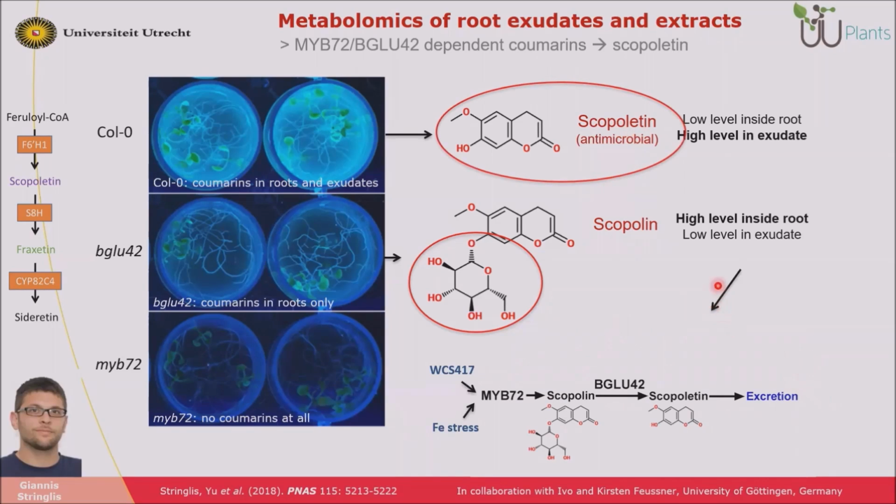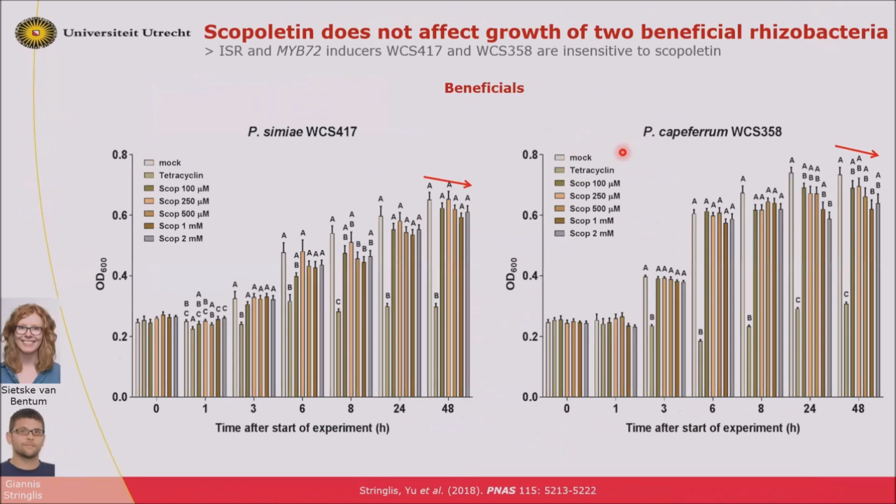Another thing that is known about coumarins is that they can have an antimicrobial activity. So then we thought, well, maybe this coumarin is very important for shaping the microbial community in the rhizosphere. And that's something that we tested. First, we wanted to know, are these coumarins affecting the Pseudomonas bacteria that induce them, basically? And that appeared not to be the case. So if you grow Pseudomonas simiae WCS417 in medium with increasing concentrations of scopoletin, then it grows happily. So it is totally insensitive to the coumarin antimicrobial activity.